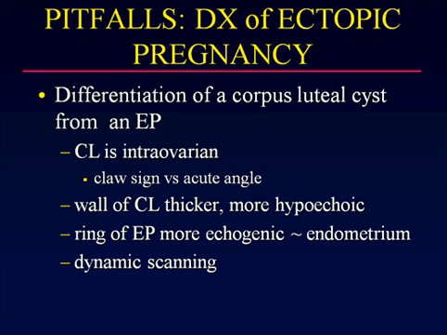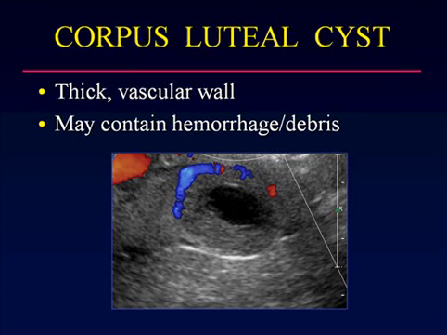And the last thing that you can try and do is dynamic scanning, namely to try with your hand pushing on the anterior abdominal wall, to separate the two structures. And if you can separate them, you know that you're dealing with an ectopic pregnancy and not a corpus luteal cyst, because the corpus luteal cyst, of course, is part of the ovary and therefore will not be separable from it. So here are some examples of the typical appearance of a corpus luteal cyst.